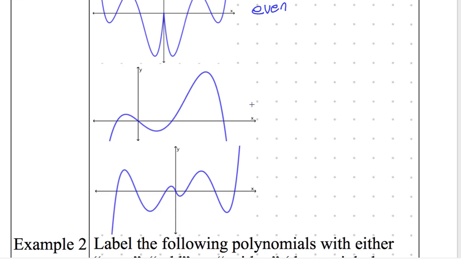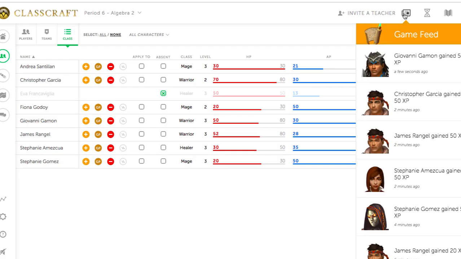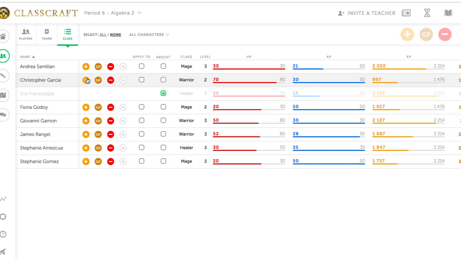What about the second graph? Chris. Neither. Neither, yep. And the third graph? Fiona. It is odd. I keep forgetting I need to give Chris, then Fiona. Chris, then Fiona.